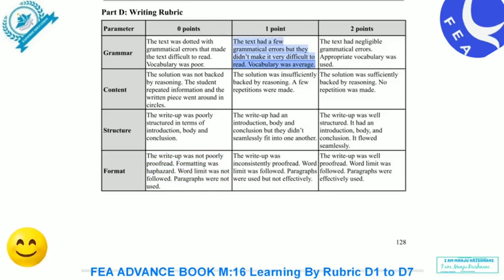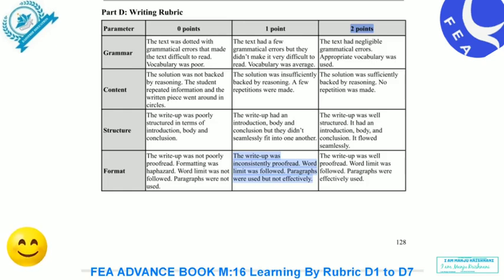Vocabulary was average. The solution was insufficiently backed by reasoning. A few repetitions were made. The write-up had an introduction, body and conclusion, but they didn't seamlessly fit into one another. The write-up was inconsistently proofread. Word limit was followed. Paragraphs were used but not effectively.